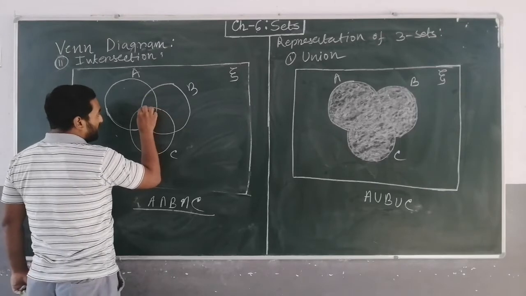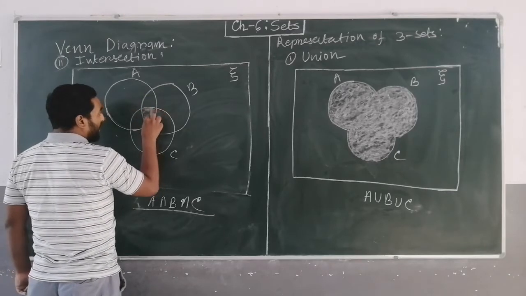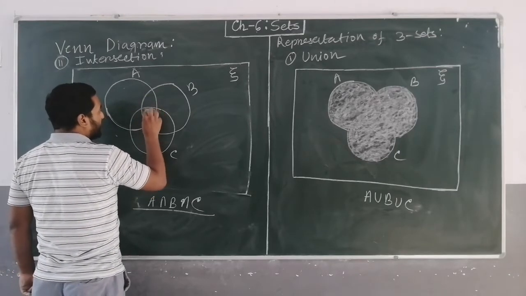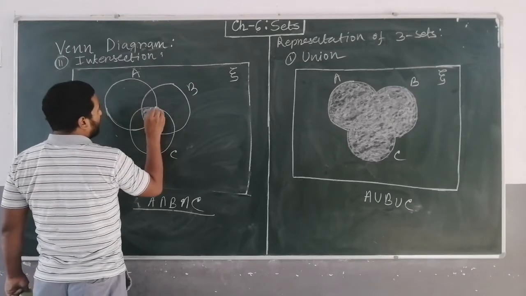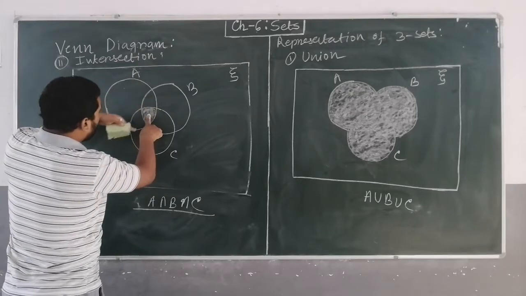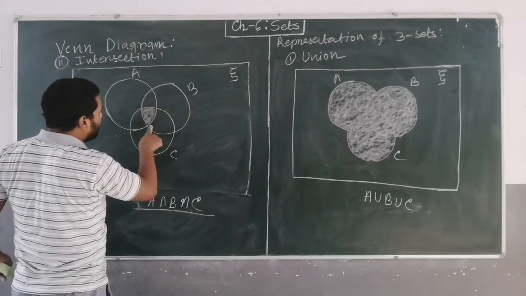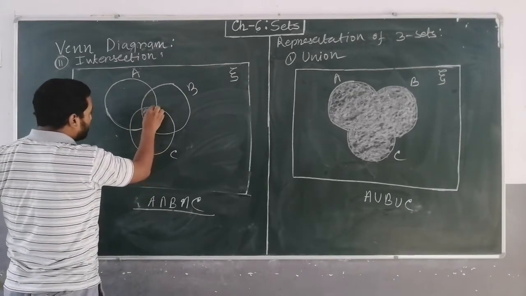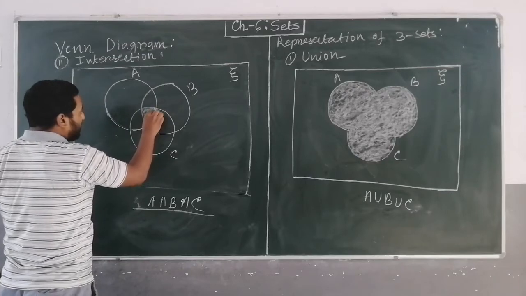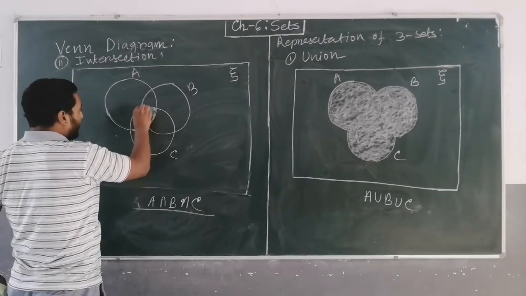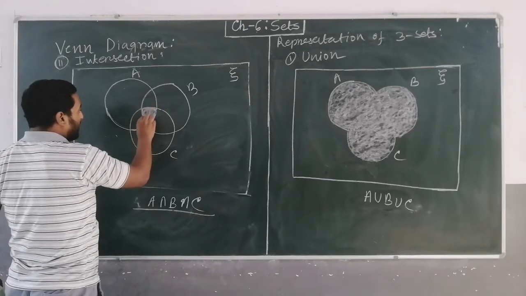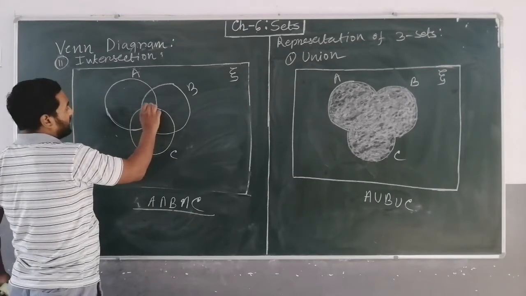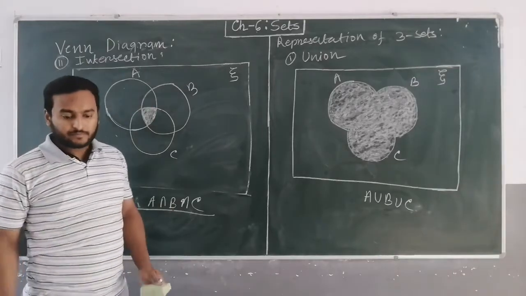Now see this part, this portion. This is part of A as well as B as well as C. So this is A intersection B intersection C, because this one is part of A, this one is part of B, and this one is part of C as well. So the shaded part is representing A intersection B intersection C.